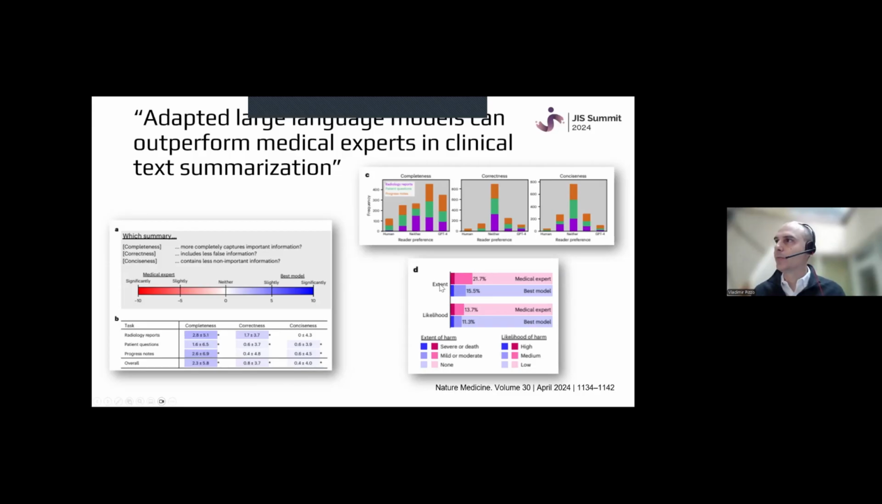When you look at the potential patient safety aspects of the documents, you see the opposite here. The documents created by real people, clinicians, are more likely to be associated with bad outcomes in terms of potential safety aspects. So this is quite interesting on one hand.